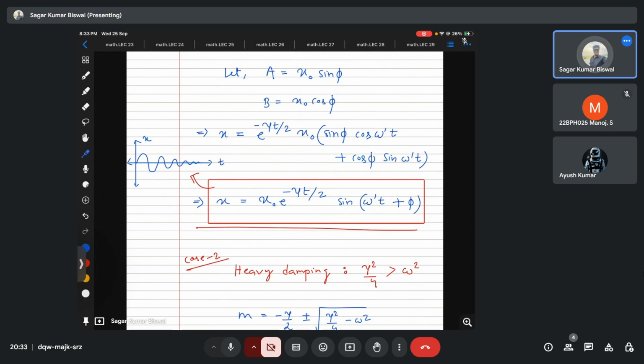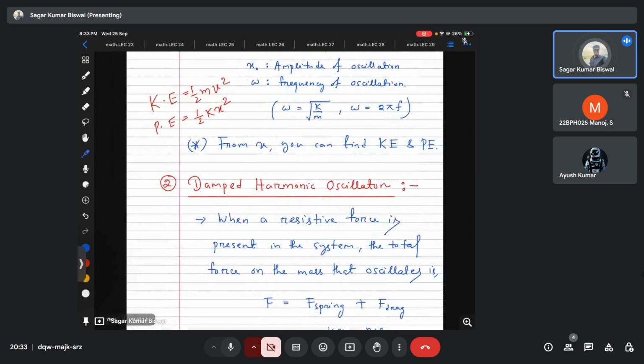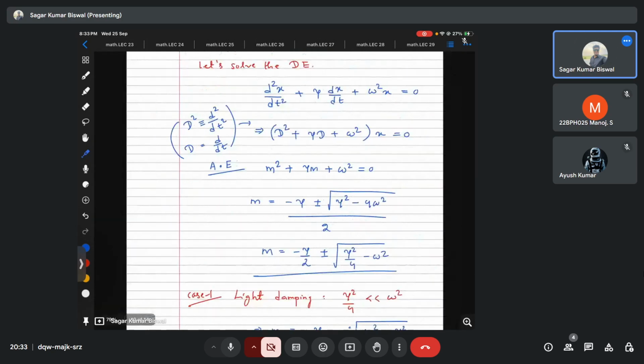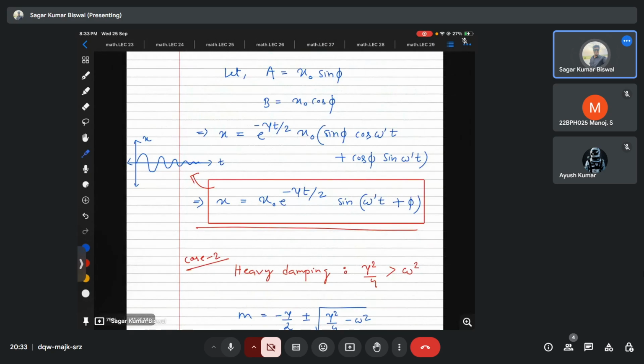So how is this different from the case of simple harmonic motion? This was the solution for the simple harmonic motion, but here there is just another term.